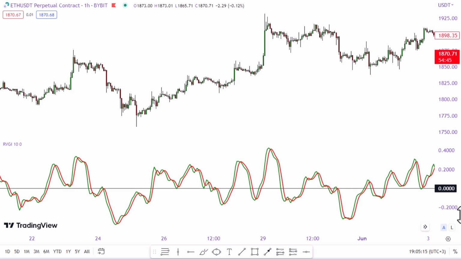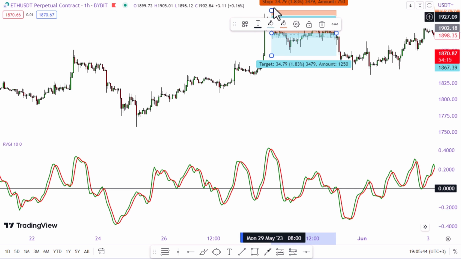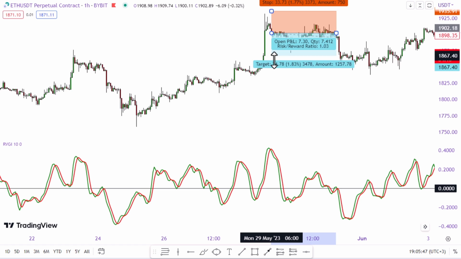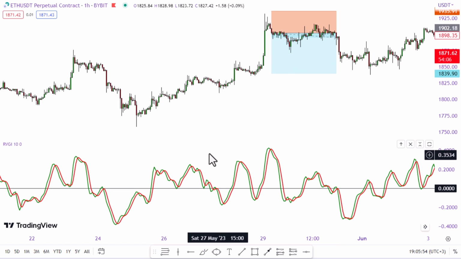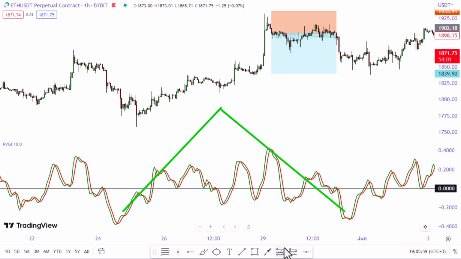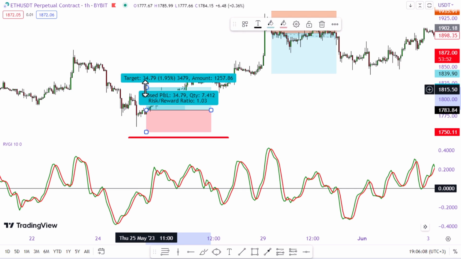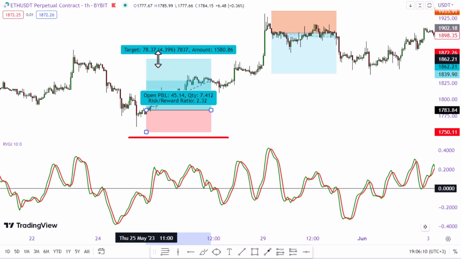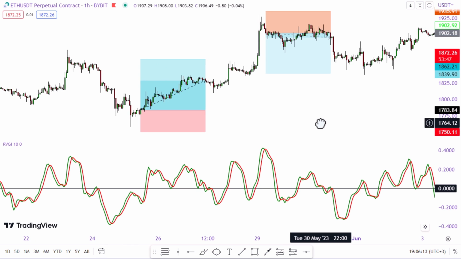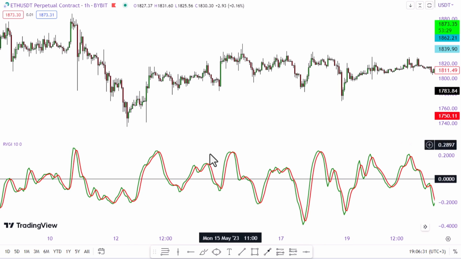Once the reversal is verified on the price chart, you can open a selling position with the stop loss placed behind the local high. You should consider buying when the fast, or green, RVI line crosses over the slow, or red, signal line from below, which we call a golden cross, in the oversold region following the local low. Once the reversal is verified on the price chart, you can open a buying position with the stop loss placed behind the last low.